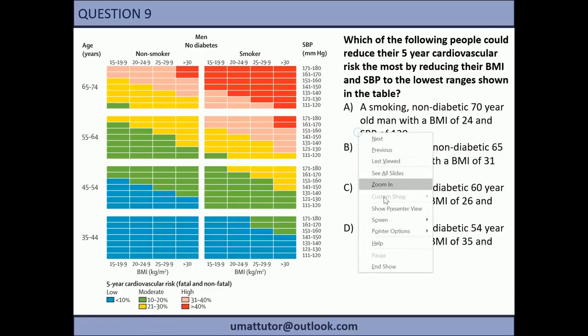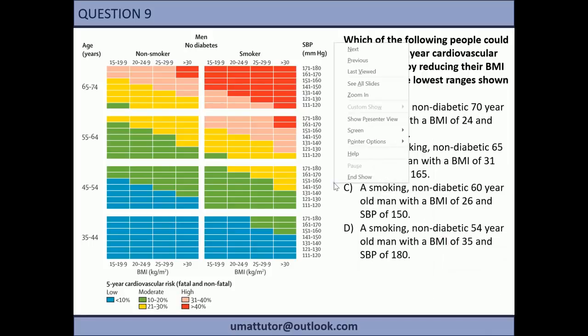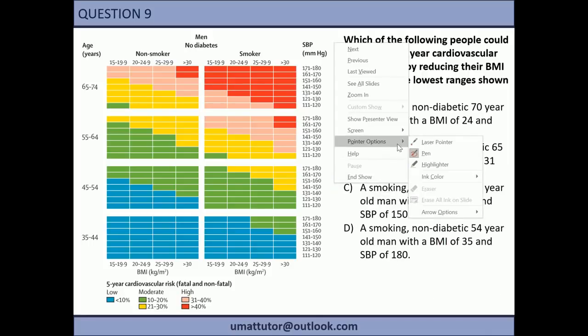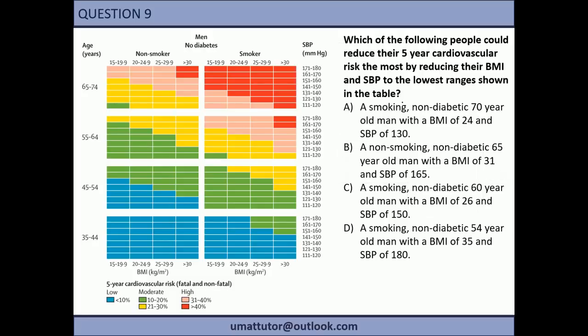So I'm going to get the pen out. And I'll just make it black so you can see it against the table. So if we look at option A, again the key words are there. We've got non-diabetic and man, so that is in keeping with what we have in the table. We're looking at a smoking person, so that's the right-hand side. 70 years old, that's the top square here. And BMI of 24, so this column here. And blood pressure 130, so looking at this cell here.